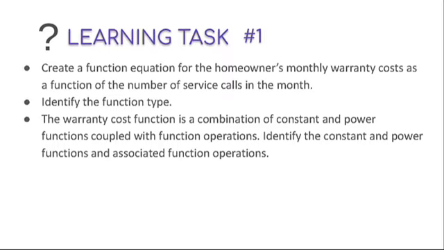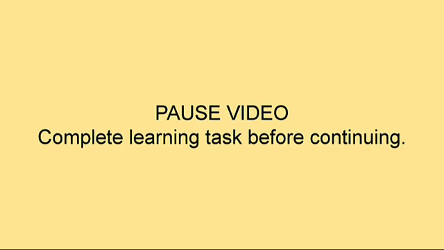Learning task 1. Create a function equation for the homeowner's monthly warranty costs as a function of the number of service calls in the month. Identify the function type. The warranty cost function is a combination of a constant and power functions coupled with function operations. Identify the constant and power functions and associated function operations. Pause the video and complete the learning task before continuing.